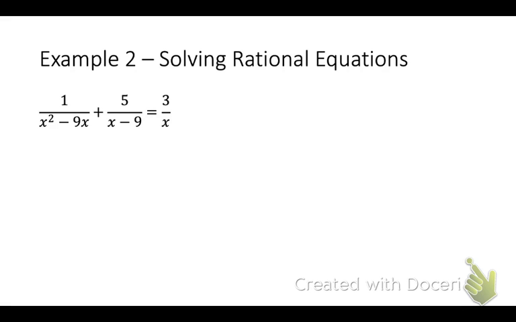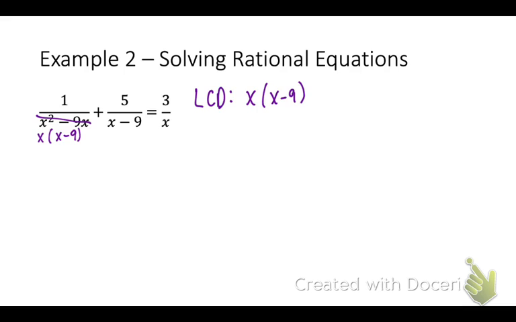Example 2. The first thing I need to do on example 2 is factor the first denominator. Anytime there's something that you can factor, you need to do that before you find your least common denominator. So this is just a binomial. I can pull out a greatest common factor of x, and that's my new denominator there. So looking through here, I have an x and an x minus 9 in each of my denominators. So that's going to be my least common denominator.